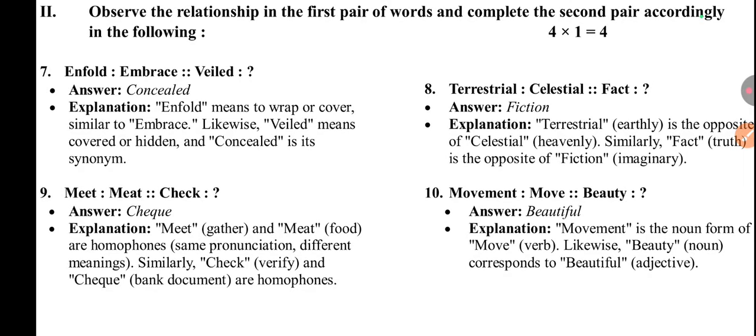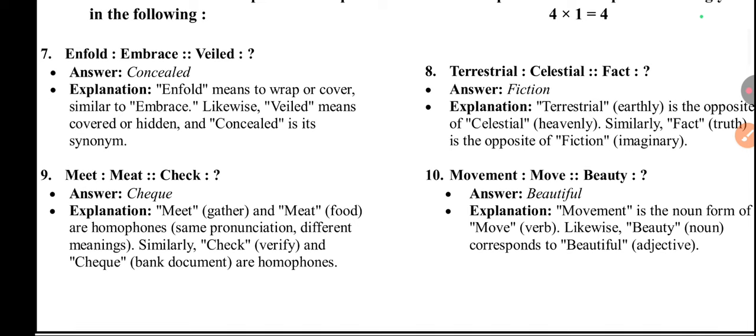Question main number 2. Identify the relationship in the first pair of words and complete the second pair accordingly. Seventh one. Enfold, embrace. Then veiled, answer concealed. Enfold means to wrap or to cover, similar to embrace. Likewise, veiled means covered or hidden, so concealed is its synonym.